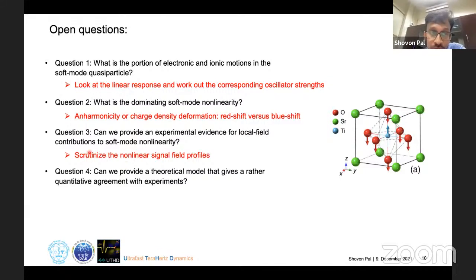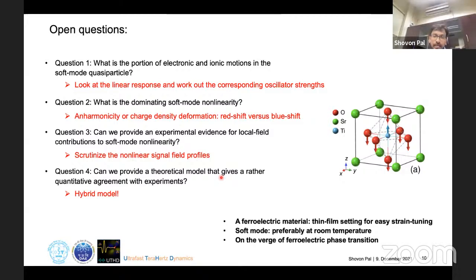We could do this by scrutinizing the nonlinear signals in the time domain, in the time field profiles that I will be talking about. Now, the other question is, can we provide a theoretical model that gives a quantitative agreement with these experiments? In this case, having our experiments confirmed, we came out with a hybrid model that shows that indeed there are quantitative agreements, and not just qualitative ones.